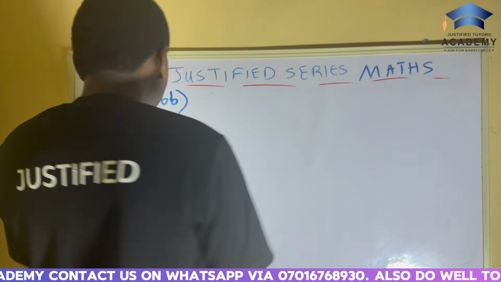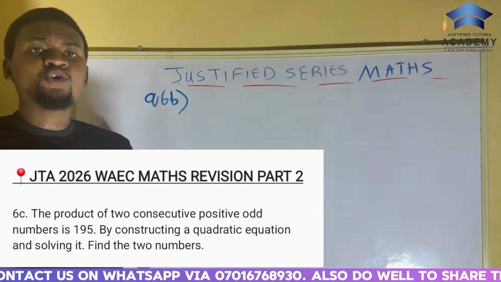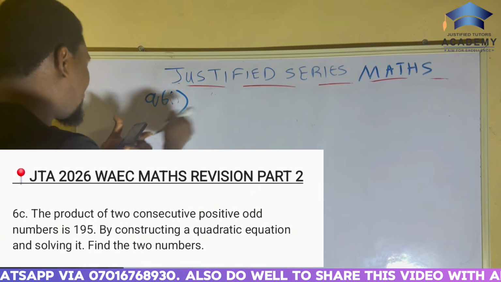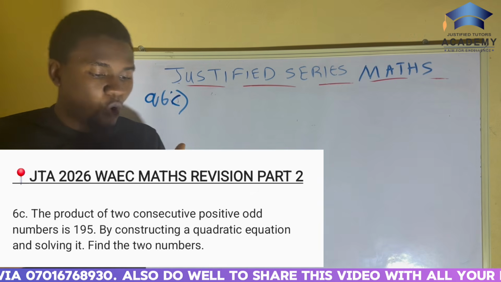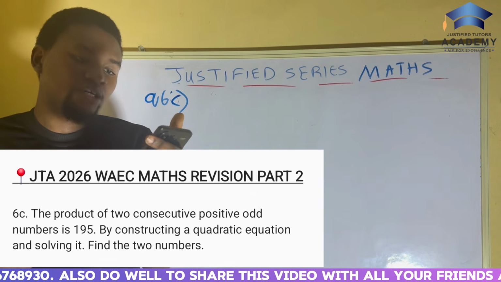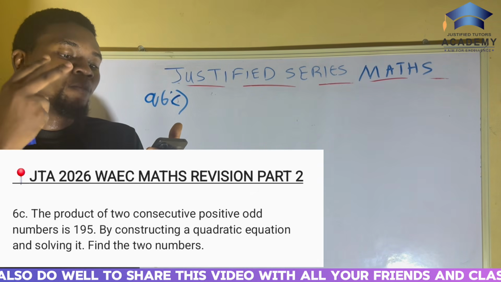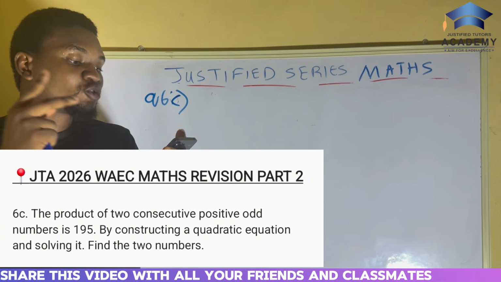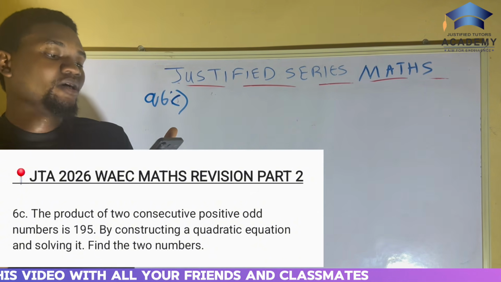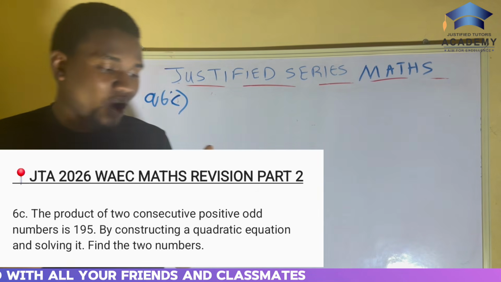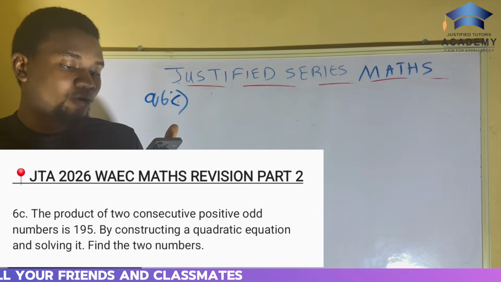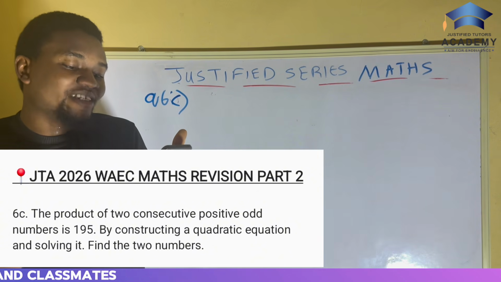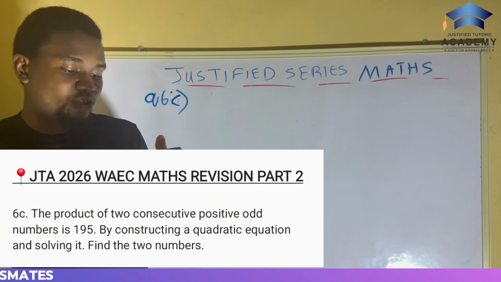So now, it says, the product of two consecutive positive odd numbers is 195. By constructing a quadratic equation and solving it, find the two numbers.